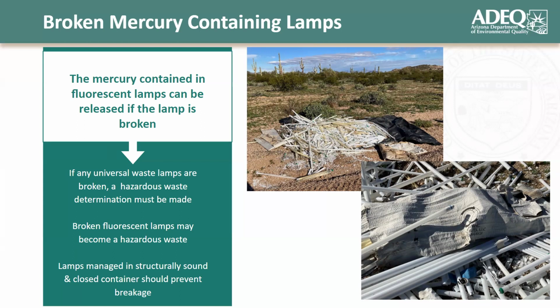It is important to make an accurate waste determination on broken mercury-containing lamps. We, as well as the destination facility, do see that most generators who have broken lamps at their facility manage them as hazardous waste. In the instance these waste streams are managed as hazardous waste, it is then counted towards your monthly generation amount of hazardous waste, not universal waste.